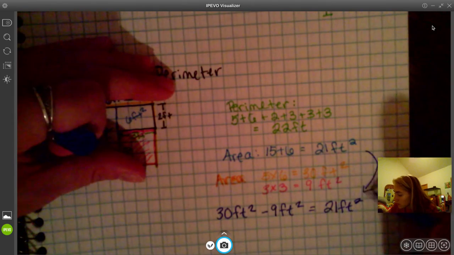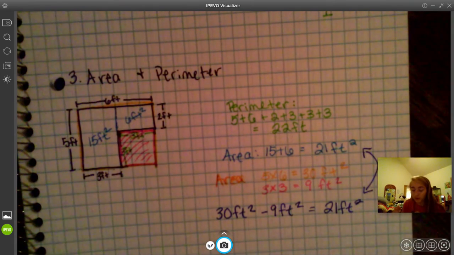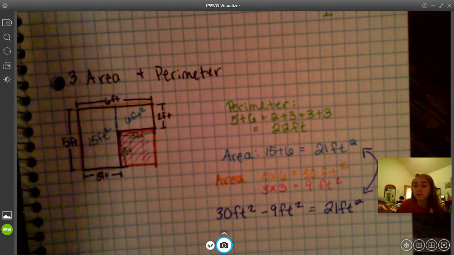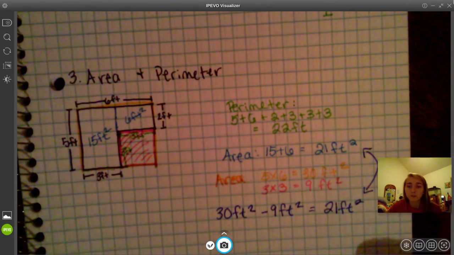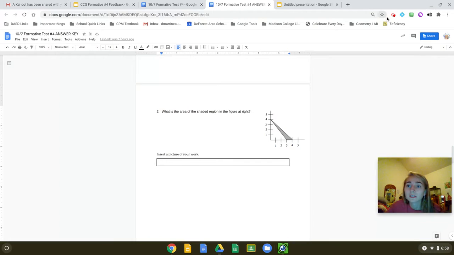So as you can see, you should get the same answer either way that you choose to do it. You can either break it up, or you can take the large rectangle that it's made out of and subtract the small one. So remember, if you have any questions, please feel free to let us know.